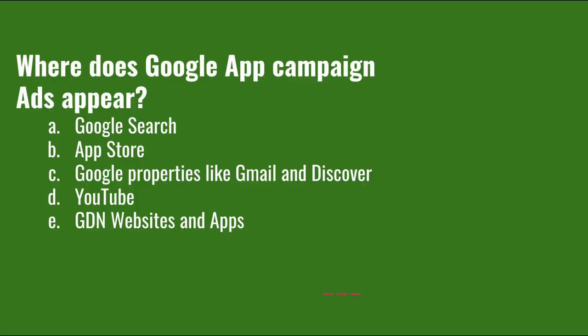So in case you're wondering where these ads will appear, the app campaign ads appear on Google Search, the App Store, and Google properties like Gmail and Discover. These ads appear on YouTube, both static as well as video if you have videos in these campaigns, and they appear on all GDN websites and apps. If you're curious to know, just go ahead in your Google Ads account, create a dummy campaign, and in the preview section, you will be able to select all of these placements and see how these ads will appear and show.